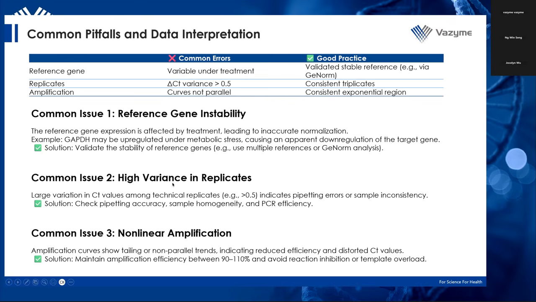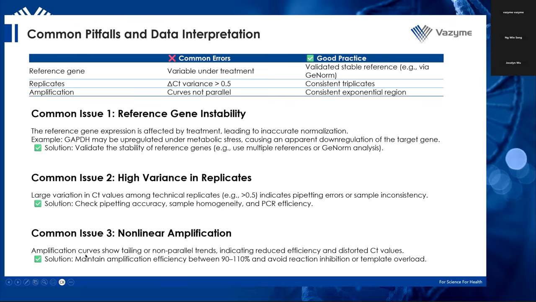Next is nonlinear amplification. This is the parallel thing that we were talking about just now. The amplification curve shows tailing or non-parallel trends. So if it's not parallel, it indicates reduced efficiency or distorted CT values. The solution is to maintain the amplification efficiency between 90 to 110% to avoid reaction inhibition and tablet overload.